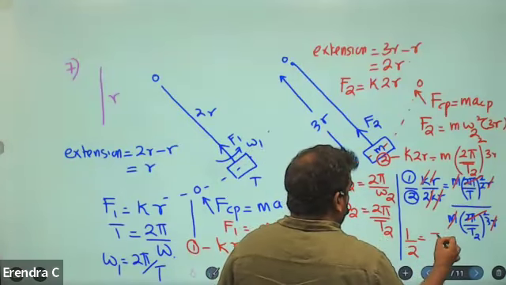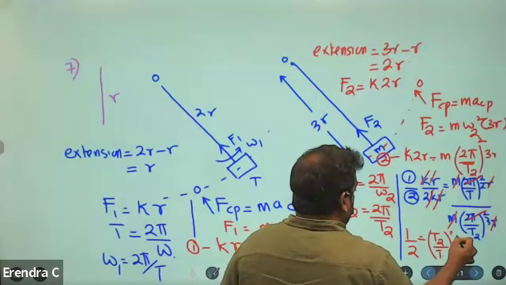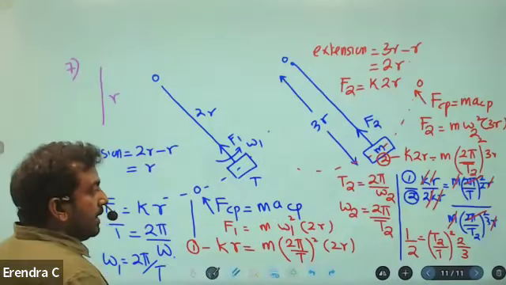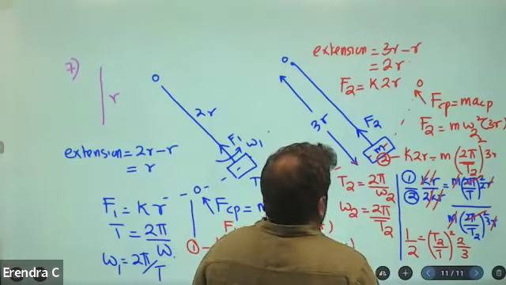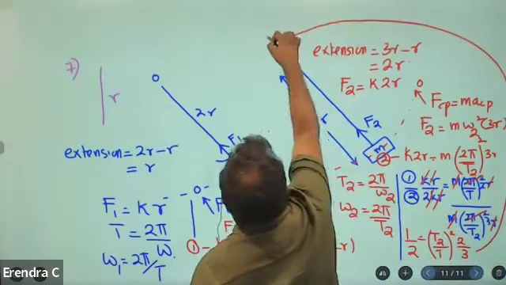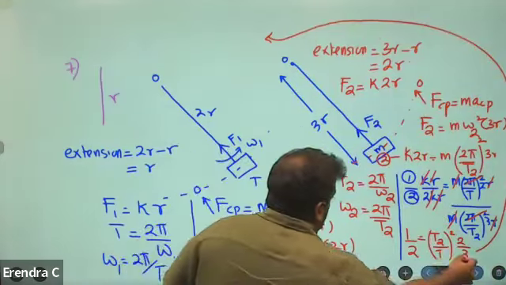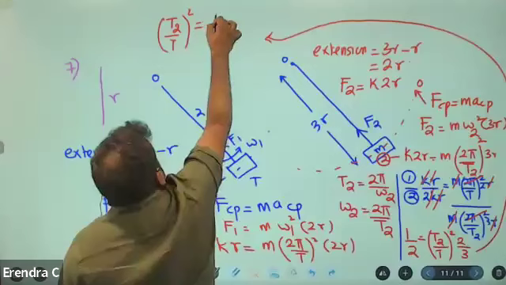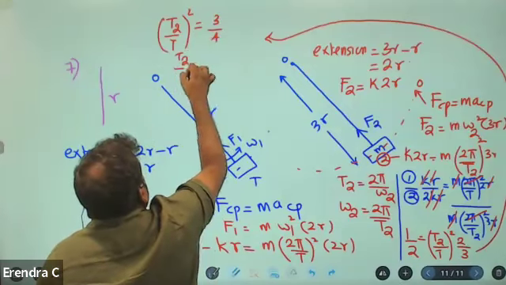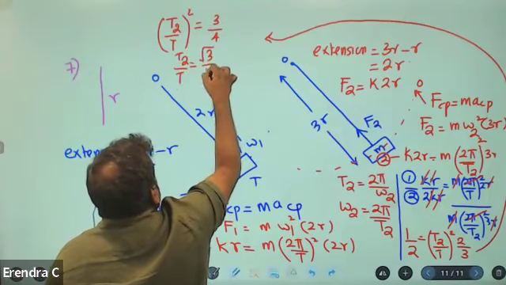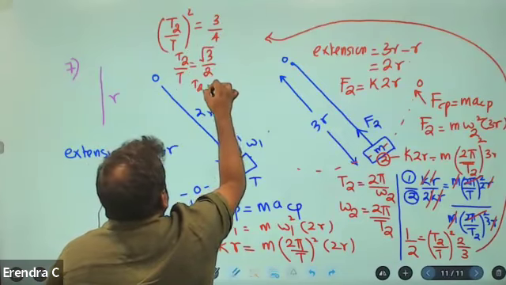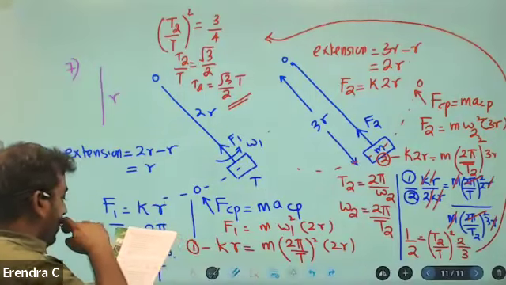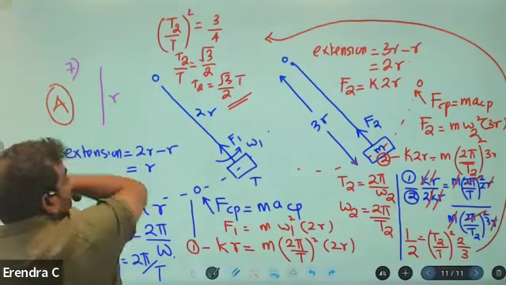This goes to the top. T2 divided by t whole thing squared. Here you have 2. Here you have 3. What will you get? Cross multiply, 3 over 4. T2 divided by t squared is 3 over 4. Please take the square root. If you take the square root, root 3 over 2. T2 is equal to root 3 over 2 into T. Root 3 over 2 into T means the correct answer is answer number 4.